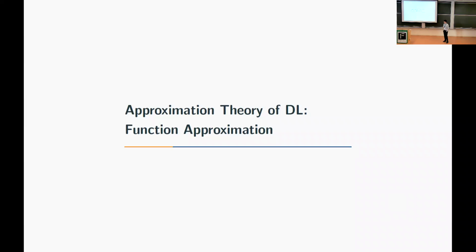Okay, so the first part I will talk about is approximation theory of deep learning from the static viewpoint. It means, this is a dynamic viewpoint, but it's a static problem of approximating certain functions. So this will be feed-forward neural networks.